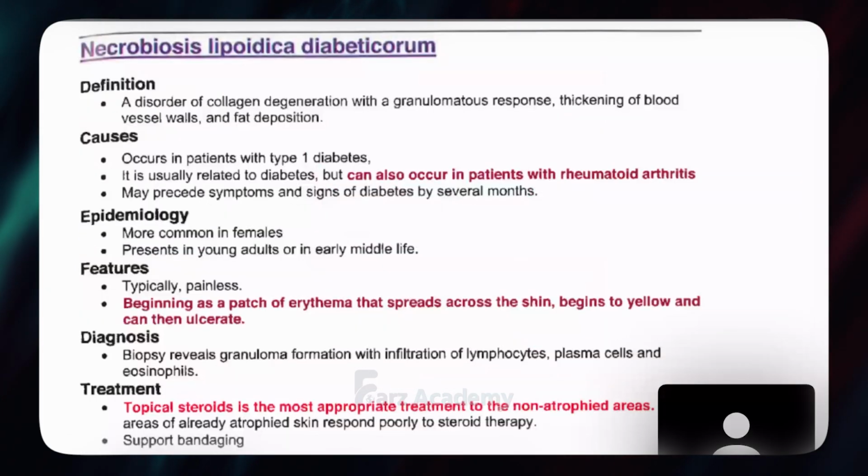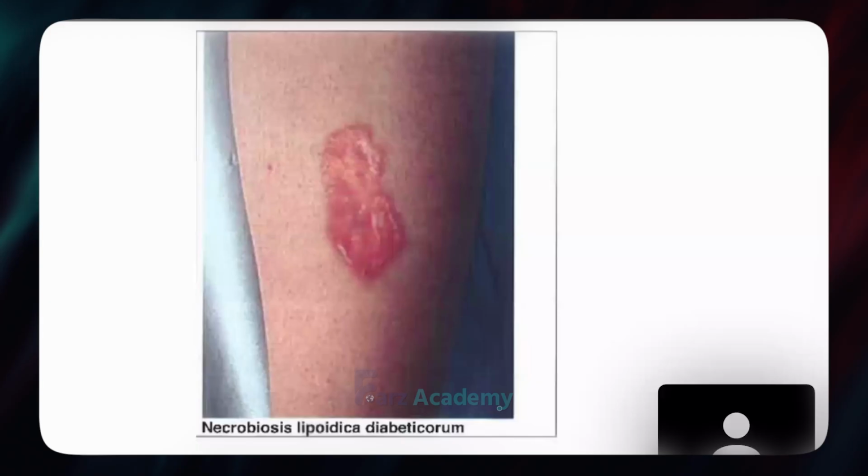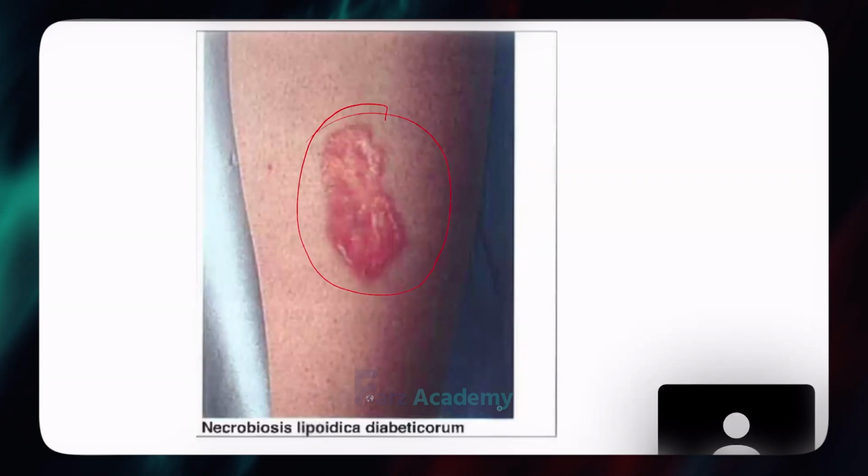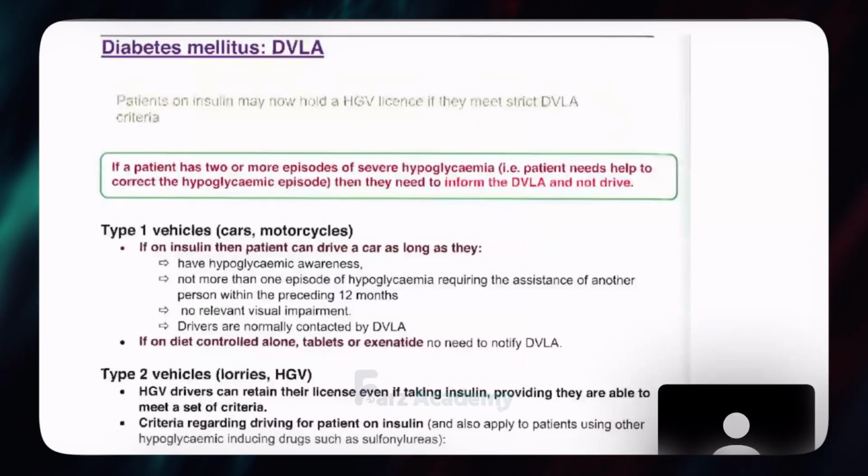Autonomic neuropathy we have already discussed. This we have discussed. This is, as I told, the picture of necrobiosis lipoidica diabeticorum. Yellow shining thing on the shin of the foot in long-term diabetics. Yeah. So coming once again to the DVLA part.